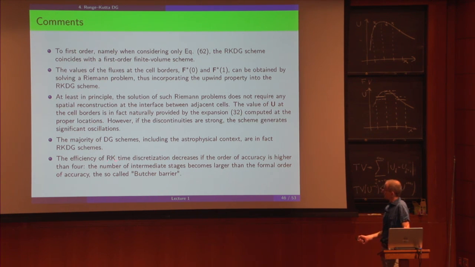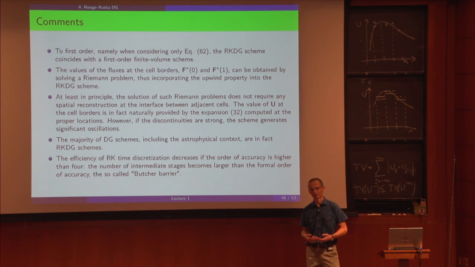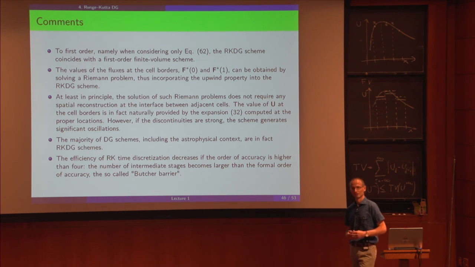And there is also, however, a problem with Runge-Kutta discontinuous Galerkin discretization, because when you increase the order a lot, then you have a lot of substages. This is called the phenomenon of the Butcher barrier. The number of intermediate stages becomes larger than the formal order of accuracy. If you want to do a Runge-Kutta order 5 or 6 or 7, this is the problem. And so this then becomes very time consuming, because you have to do MPI communication for each of the substages, and it's not a good choice.